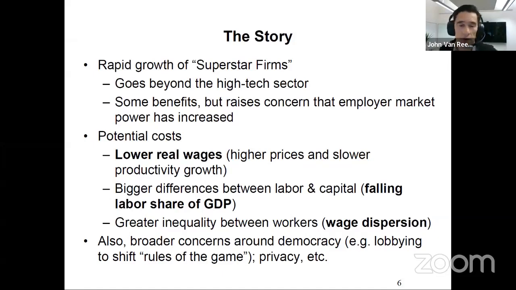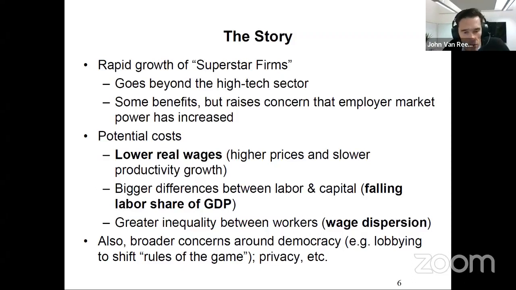And we have seen falling productivity growth across the world over the last 15 years or so. I can also show that one implication of growing market power, or growing size of these superstar firms, is that we get bigger differences between labor and capital. So in other words, the share of GDP or national income going to labor has fallen in many countries, and particularly the United States. So that clearly is something which many people would be concerned about.